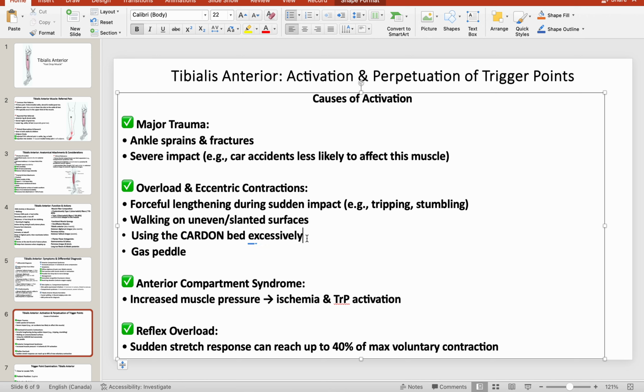What are they doing in order to cause it? Gas pedal is a very common one, and usually if it's on the right side, a lot of the time it is because of the gas pedal. Anterior compartment syndrome, increased muscle pressure, ischemia. Obviously, you're going to get that as well. Sudden stretch response as well. So sudden, and also it can be over time.